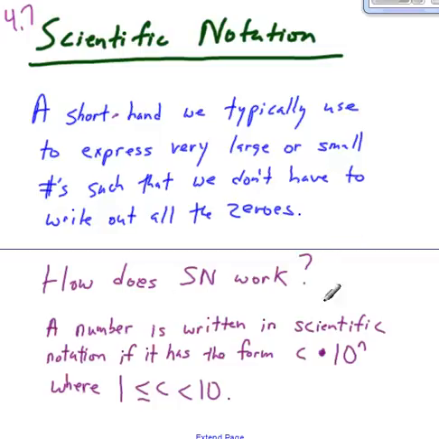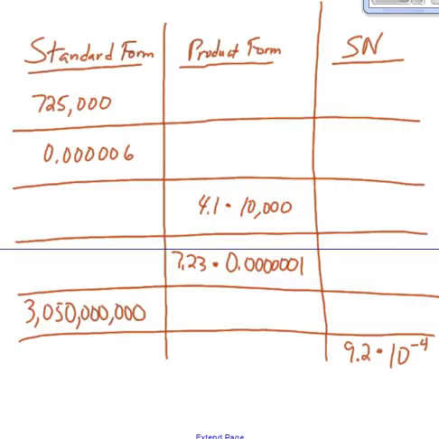Well, a number is written in scientific notation if it has the form C times 10 to the nth power. So it has to have some number times 10 to the nth power, where this number C, which has a funny name called a mantissa, has to be greater than or equal to 1, but less than 10. All right? So let's look at some problems and see how that works.